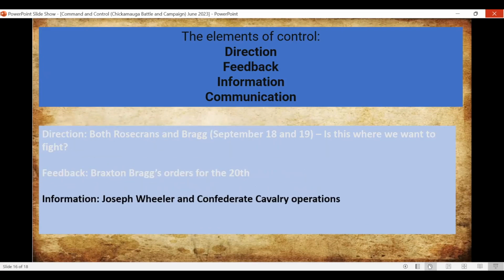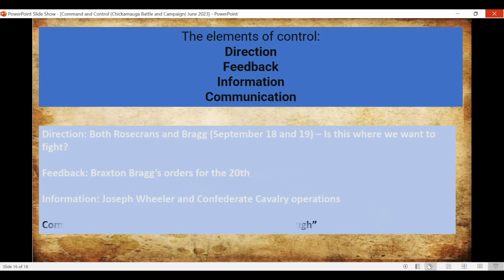Joseph Wheeler, Confederate cavalry operations, how they were able to sneak across the Tennessee River, the mountains, how he organized his force, a large, robust mounted force. Errors there. And communications, again, the breakthrough.